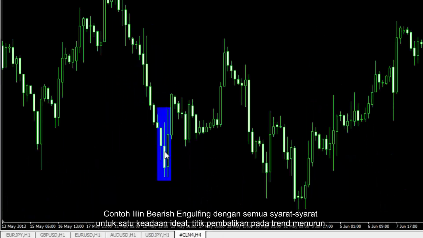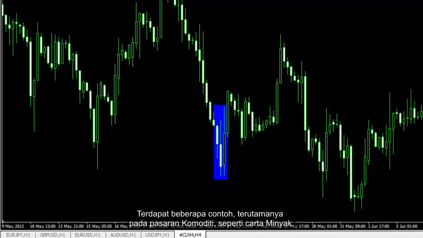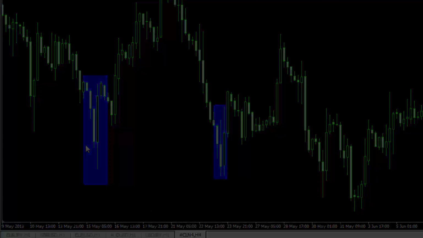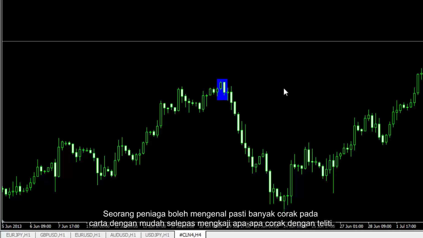The example of a bullish engulfing candle with all conditions of an ideal condition, the reversal point on a downward trend. There are several examples, especially on a commodity market, such as an oil chart. Another engulfing pattern is detectable on this chart. A trader can identify many patterns in a chart easily after studying any pattern thoroughly.